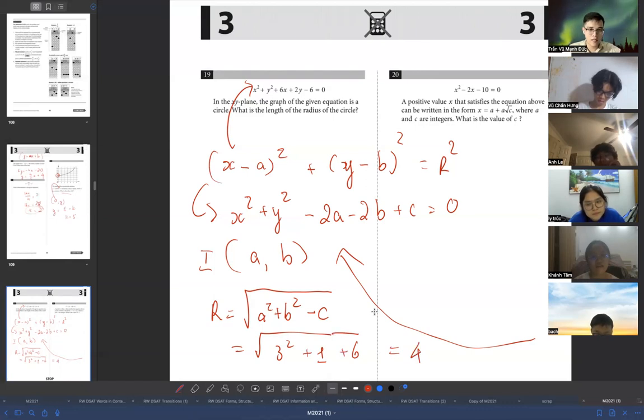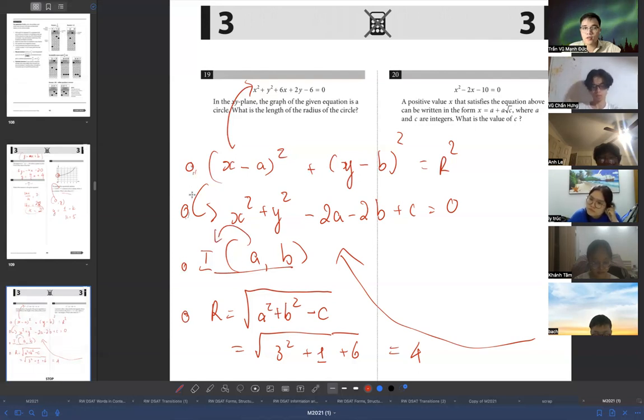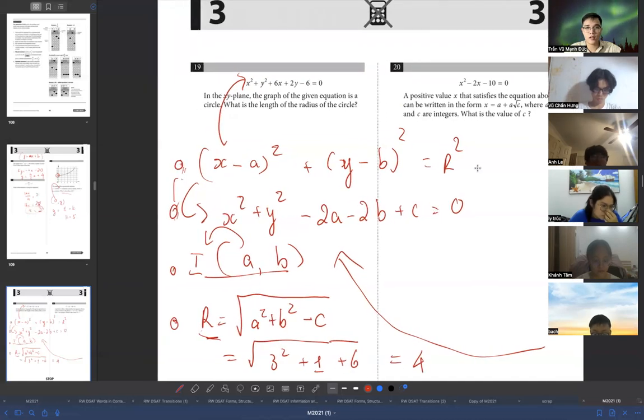But have these memorized. Firstly is this one, secondly is this one, thirdly is this one, and fourthly is this one. A and B are the coordinates of I, and these are two different versions of the circle equation. They are the same thing. And R is the formula to calculate the radius. This will be the last time I'm going to mention this for this class.